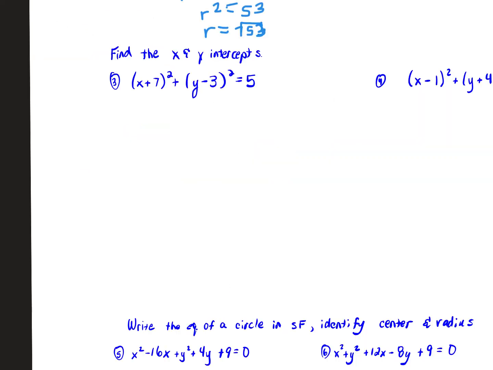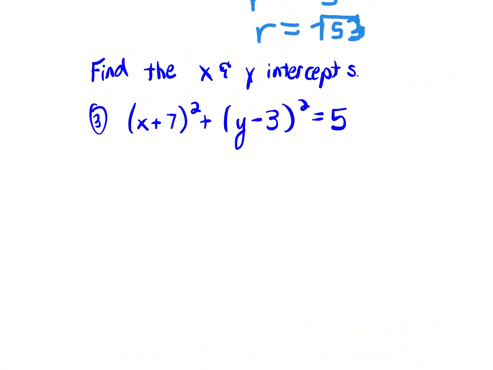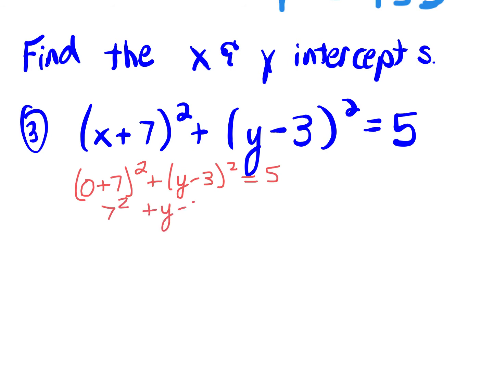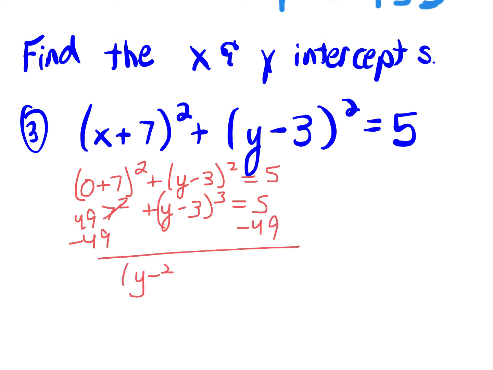All right, 3 and 4 is asking for x and y intercepts. Guys, we've done this a million times. To find x and y intercepts, you plug in 0. If I plug in 0 for x, I'm finding the y. If I plug in 0 for y, I'm finding the x. I'm going to plug in 0 here for x: (0 + 7)^2 + (y - 3)^2 = 5. 7 squared plus (y - 3) quantity squared equals 5. 7 squared is 49. Subtract 49 from both sides. So I get (y - 3) quantity squared equals negative 44.